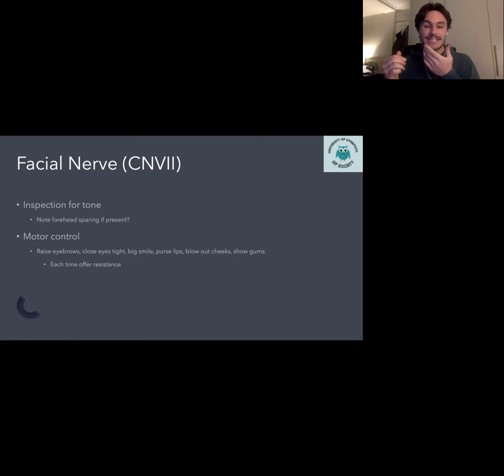Big smile, and show the lips as well. And you're going to try and sort of push the sides of their mouth down, pursing the lips. So they're trying to close their mouth, and you're trying to open it. Essentially, blow out the cheeks. You can put pressure on each side, and show gums or whichever. Point is that you're testing for unequal resistance on each side.